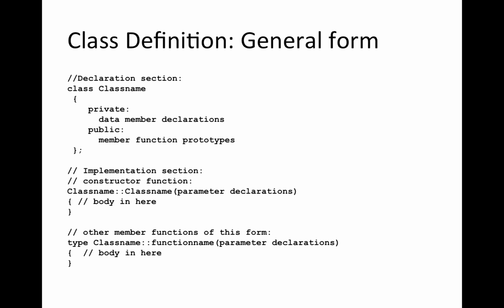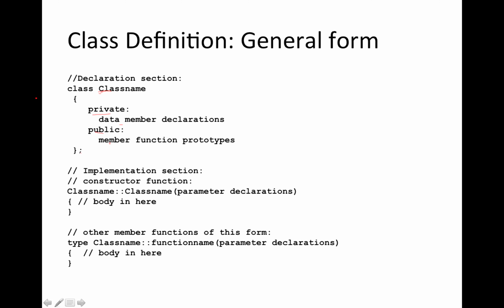The general form of a class definition looks like this. Again, we have the declaration section, and then we have the implementation section. So in the declaration section, we have the word class and then the class name, which is generally capitalized. That's just a rule of thumb. That's not an actual rule. Within that, inside of curly braces and a semicolon at the end, we have the private section in which we have the data member declarations, which look very much like variable declarations. And then under the public section, we have all of the member function prototypes for the member functions within this class. Then in the implementation section, we have all of the function definitions.